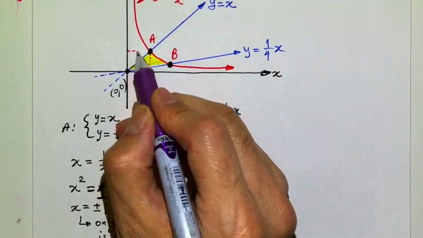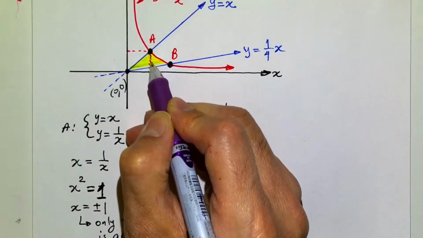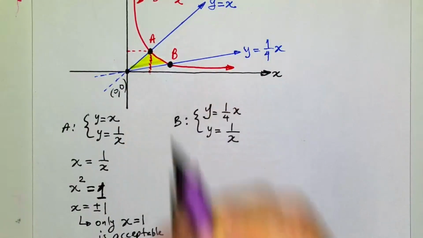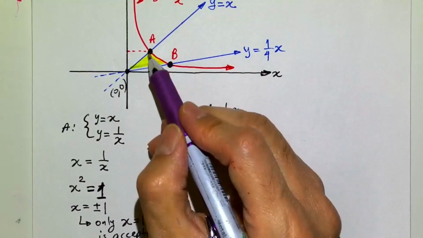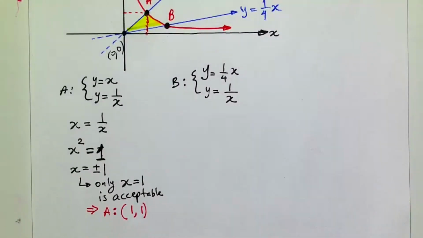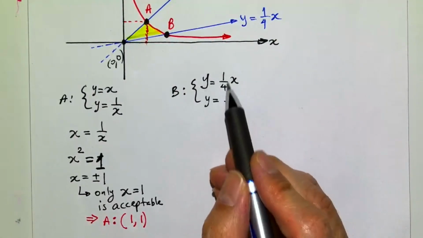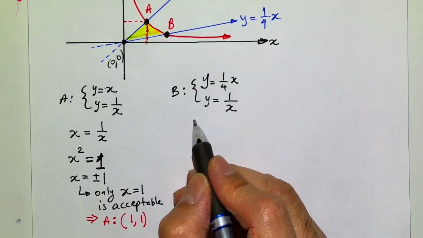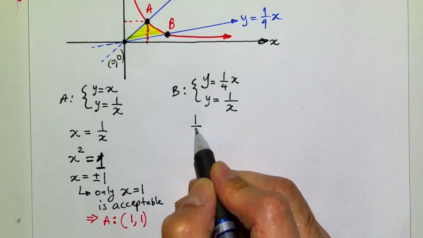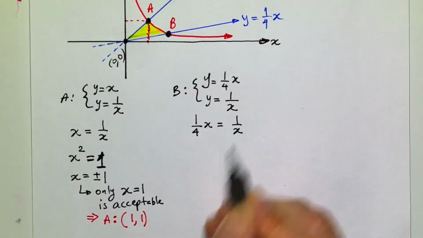Okay, so that's point A, like that. So that point is (1, 1). Now, how about B? So let's solve this system. We have the left sides are equal, so the right sides must be equal as well. So 1 over 4 times x equals 1 over x.